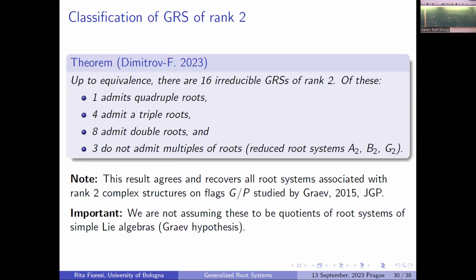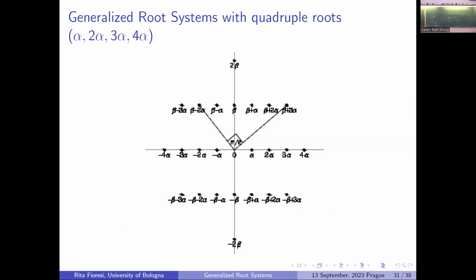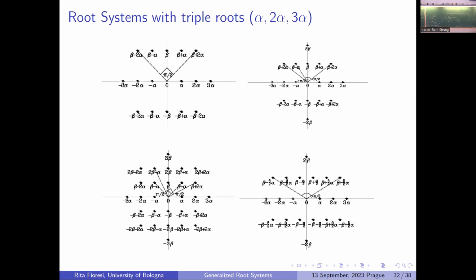And one more slide, just pictures to give you a feeling of how they look. So this is the quadruple root, and this is the triple root. We have one system with a quadruple root and 4 systems with triple roots, and I think 8 with a double and so on. So thank you very much for your attention.